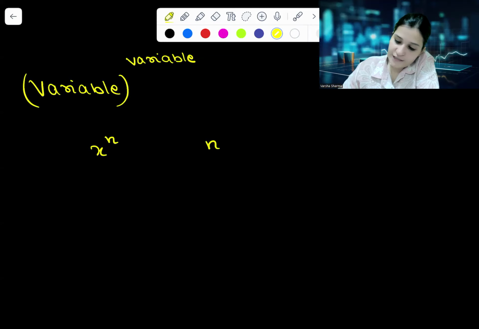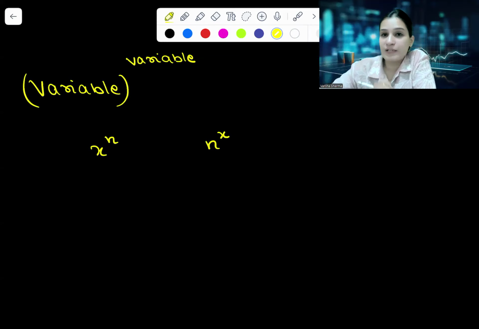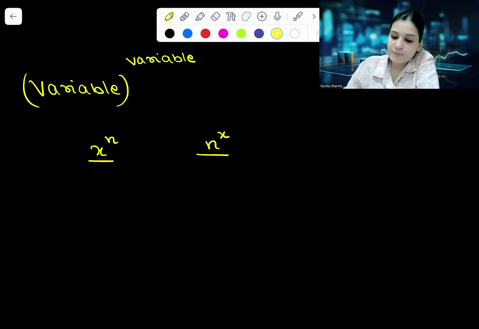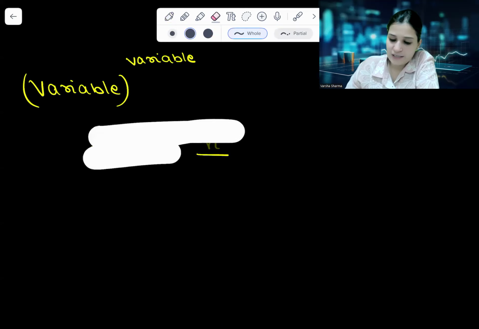We have differentiated these terms, constant to the power variable, n power x. The formula was n power x log n. 2 power x was 2 power x log 2. So n power x will be n power x log n. So we have done a combination of variable and constant, whichever can sit at any place.